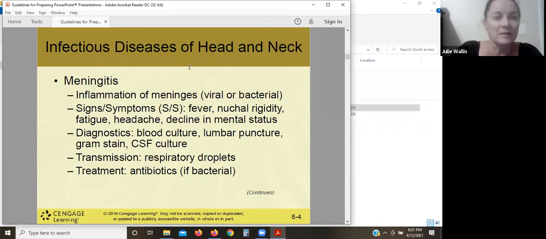And then this also talks a little bit more about the different types of transmission, the routes of transmission, and so you want to pay attention to that.